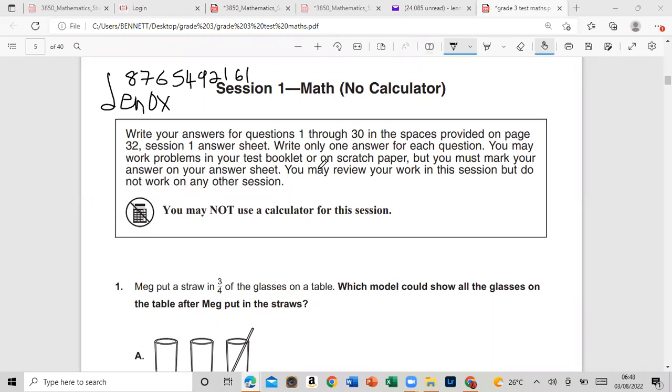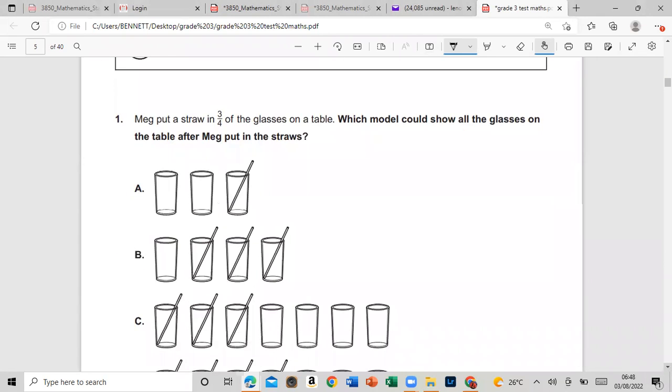So basically this is a grade 3 paper from the state of Louisiana, and let's go straight to the question. This is part one of it, and it says no calculators are allowed.